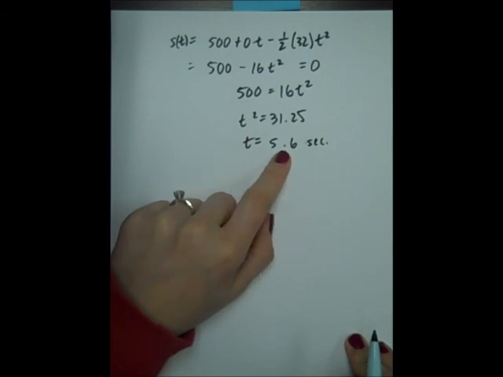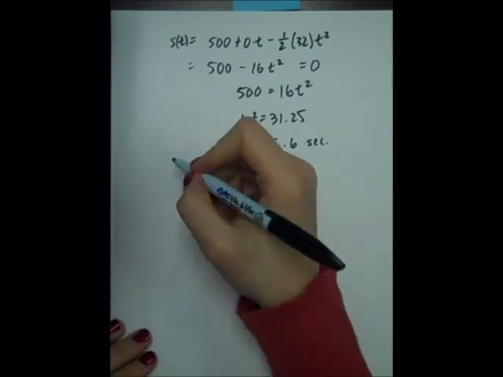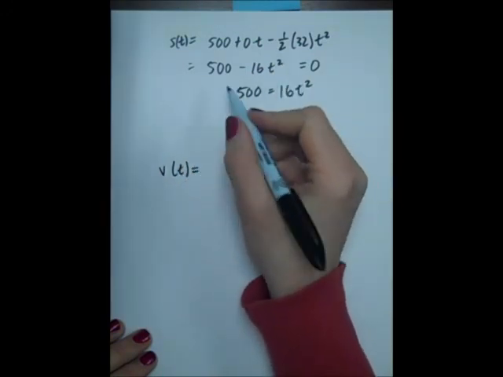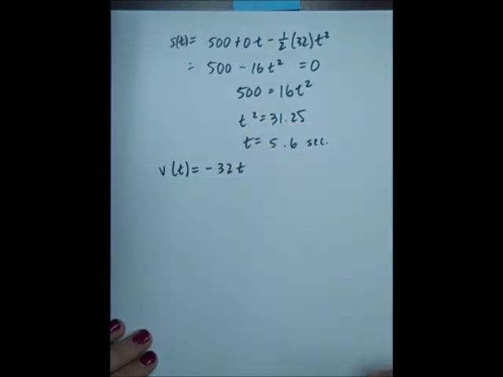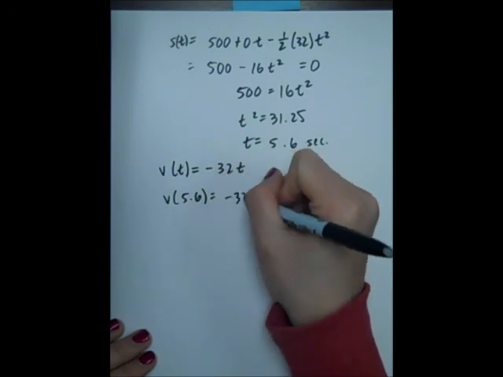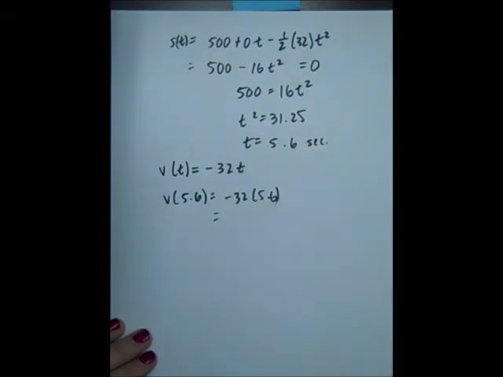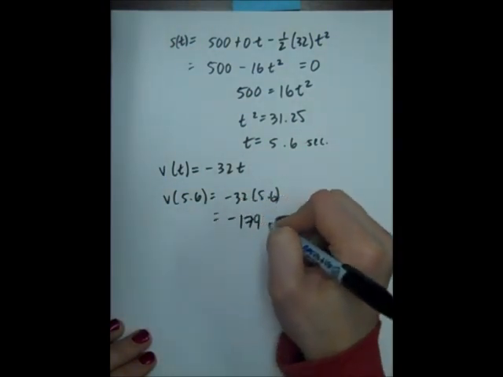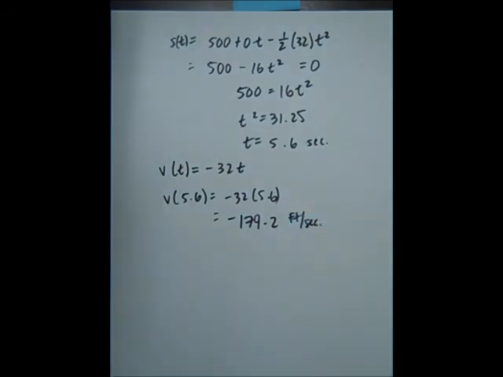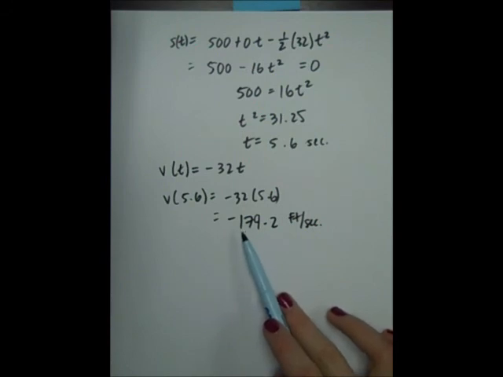Next, we decided we were going to plug this into v of t, but I don't have an equation for v of t yet. So let's take the derivative of my s of t. I get negative 32t. Lastly, plug in my value. So this will be negative 32 times 5.6, and I get negative 179.2 feet per second. So the velocity when this object hits the ground was about 180 feet per second. The negative meant that it was moving towards the ground.